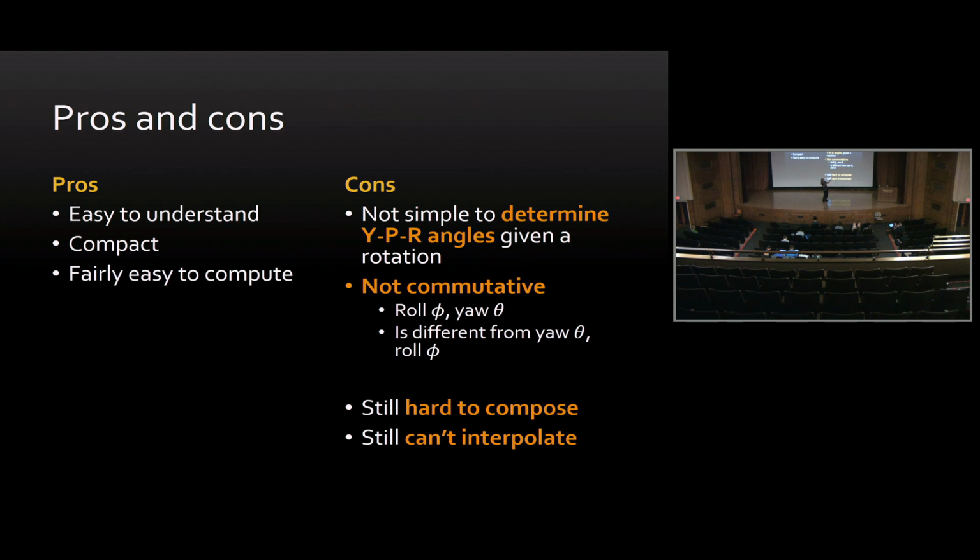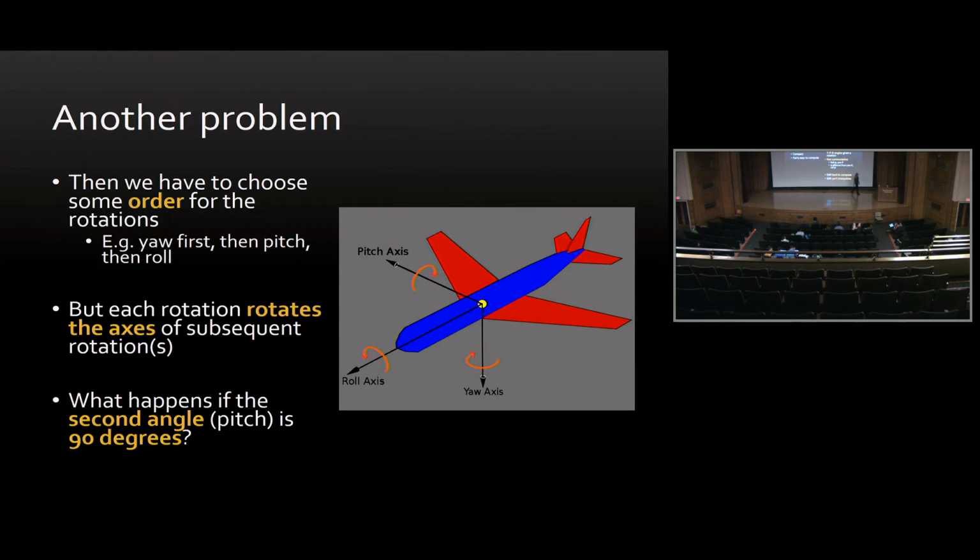First, and then yaw, and then roll, you actually get different ending configurations for the same set of angles, depending on what order the rotations are applied. And it's still hard to compose, and you still can't interpolate it really. But there's also a deeper problem, and the deeper problem has to do with the non-commutativity.